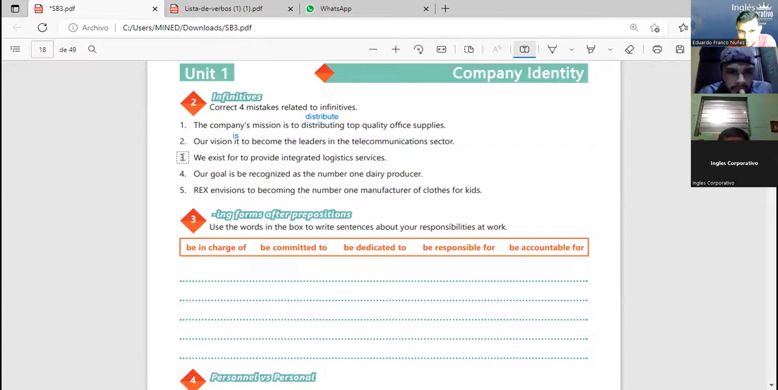Tiene que ser is o are. Son cinco. Una está buena. Sí, hay una que está bien. Ok. La que está, quiero ver. Recognition. Aquí falta tú. No, pero cinco también. Is be recognition. Ajá, es be. Our goal is to be recognized. Aquí creo que sí falta este. En la 3 tache esto. Lo borro. We exist for provide. En la 3. Acá.